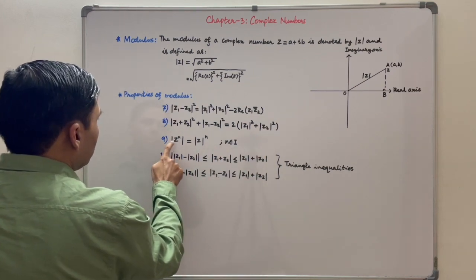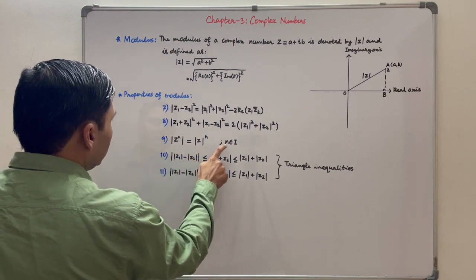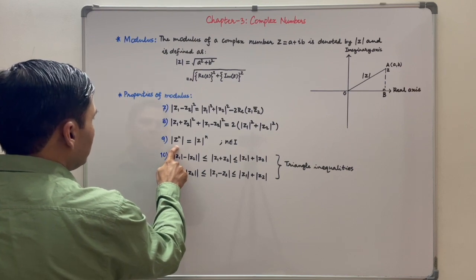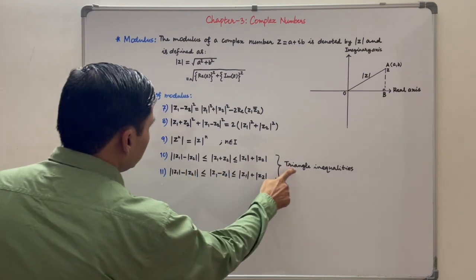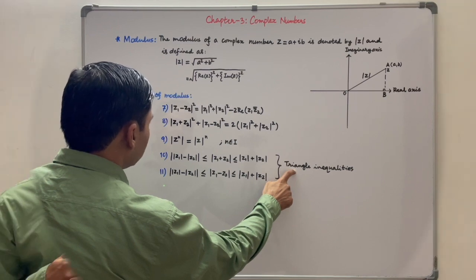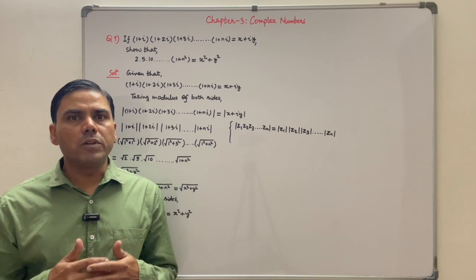Ninth property, mod of z to power n is equal to mod z to power n, where n is integer. We can prove this when we study the De Moivre's theorem later in this chapter. Last two properties are known as triangle inequalities. We can prove them when we study complex numbers in coordinate geometry later in this chapter. Now let us see few questions based on properties of modulus.